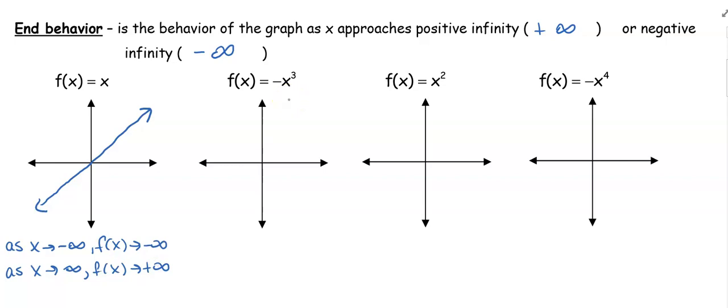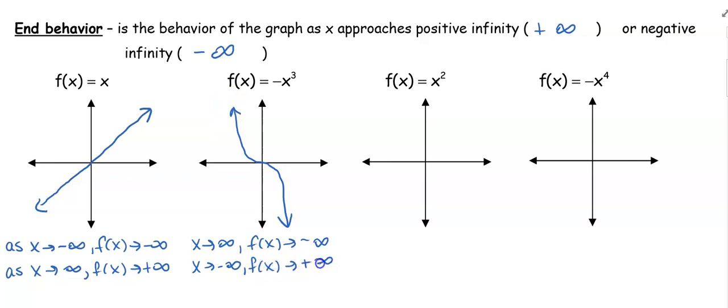Now we're going to switch gears. In our next equation, we have negative x cubed. Now, if you were to graph this in your calculator, this is the graph that you're going to see. So if we look at this behavior, as x goes to the right, my arrow's going down, so f of x is approaching negative infinity. As x goes to the left, which is negative infinity, my arrow is going up, which is positive infinity.